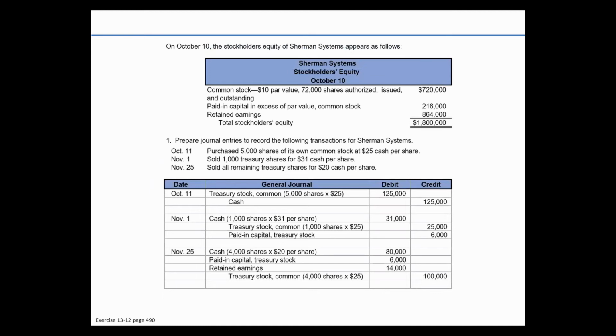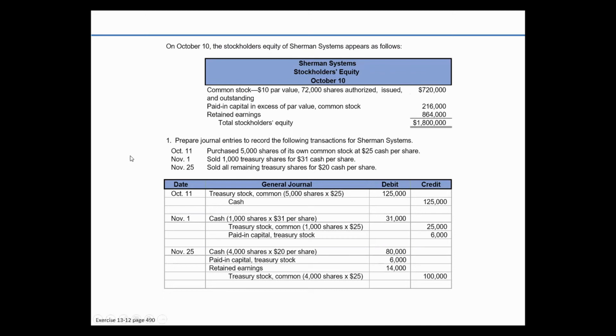We're going to look at recording and reporting treasury stock. This is when the company purchases stock of its own company. On October the 10th, the stockholders' equity of Sherman Systems appears as follows. That's shown right here.